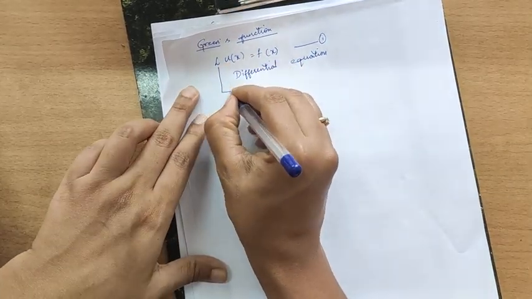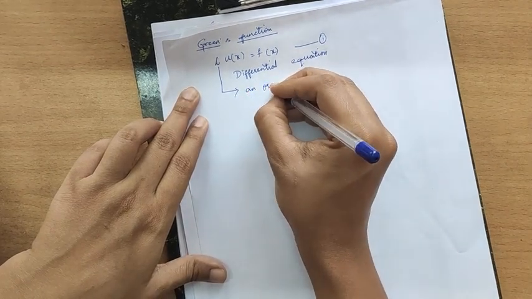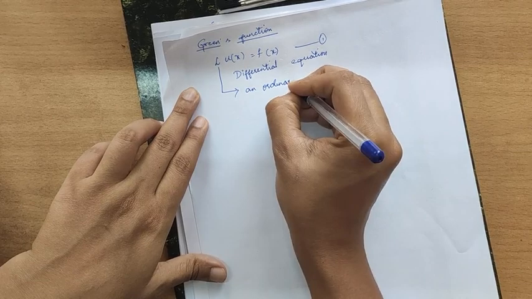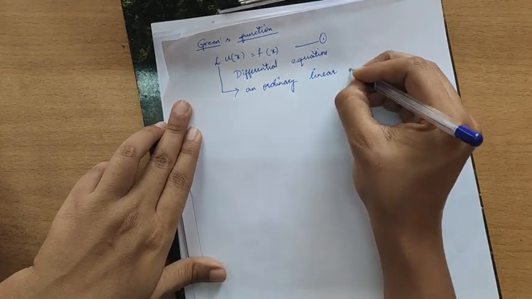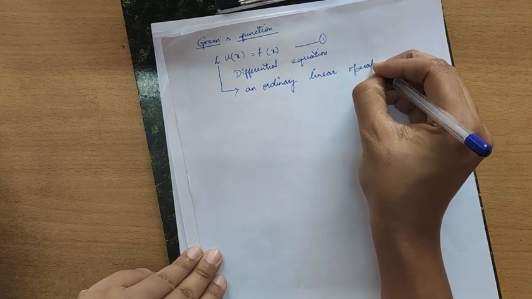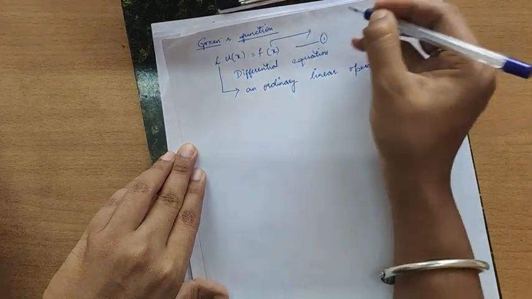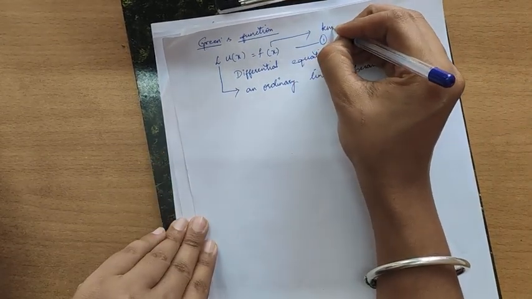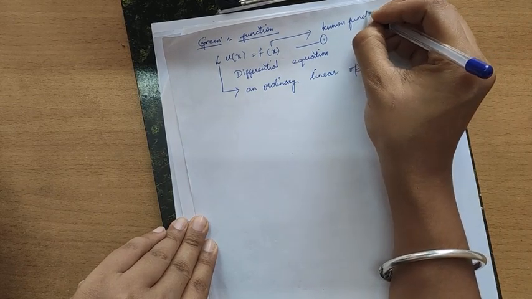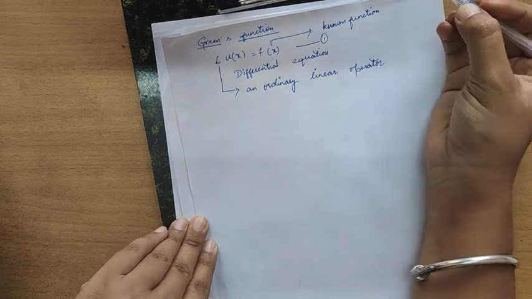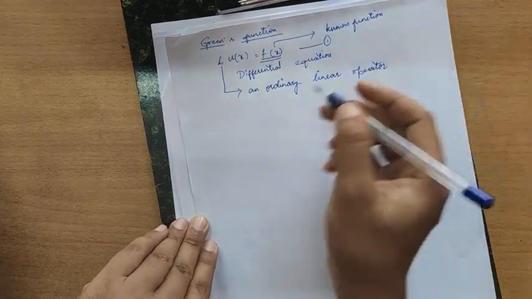Here L is nothing but an ordinary linear operator. F of x is some known function. It may be exponential function, trigonometric function, logarithmic function, polynomial, anything it may be. F of x is some known function.